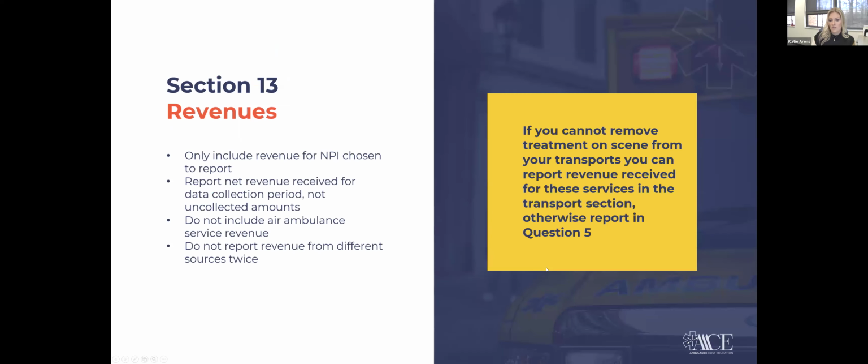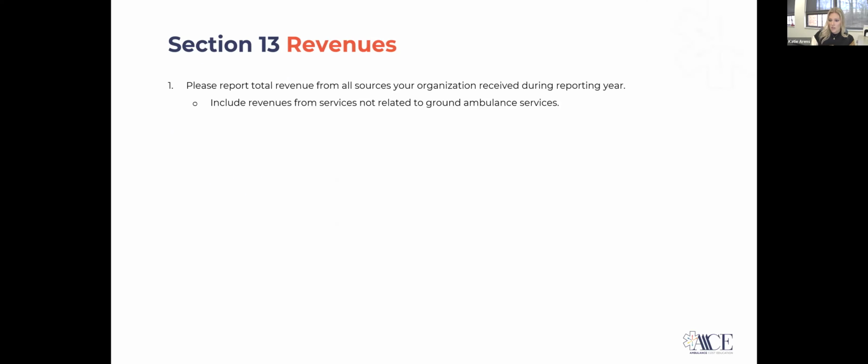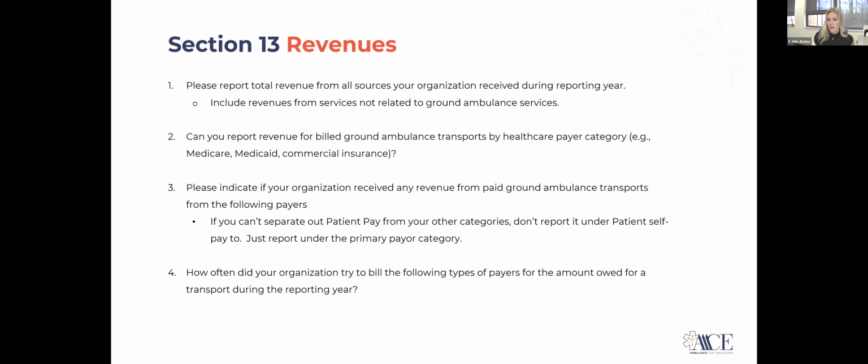The last section is revenues. So section 13 is going to cover, okay, so now we've said this is how much our costs were for the collection period, and now we're going to report this is what the revenue received during that same period was. So this is going to include revenues that aren't related to ground ambulance services. Again, if you're that shared model, you're going to include all revenues here.